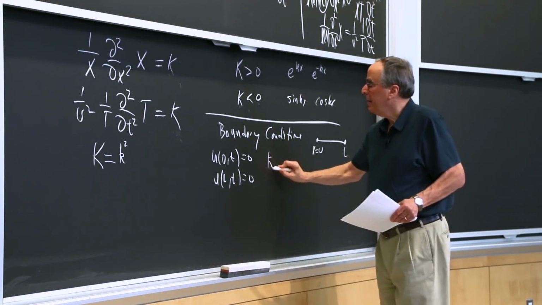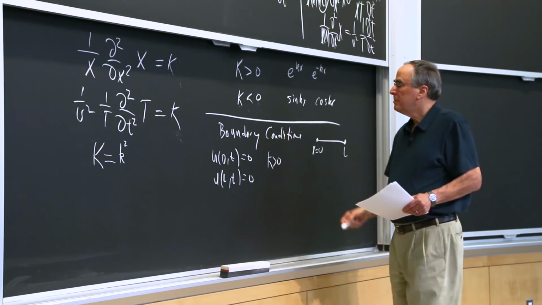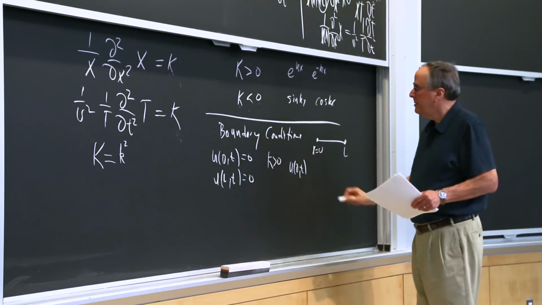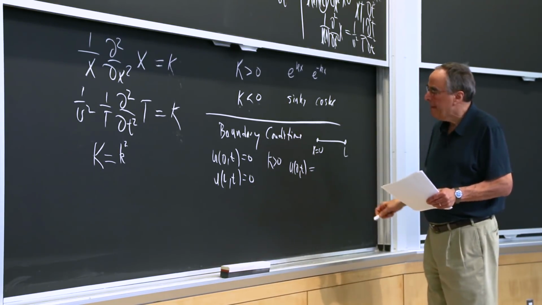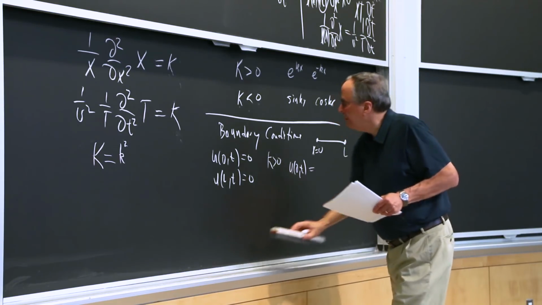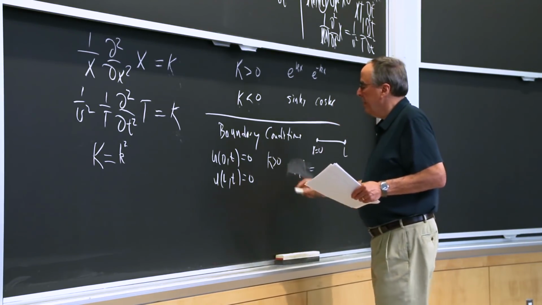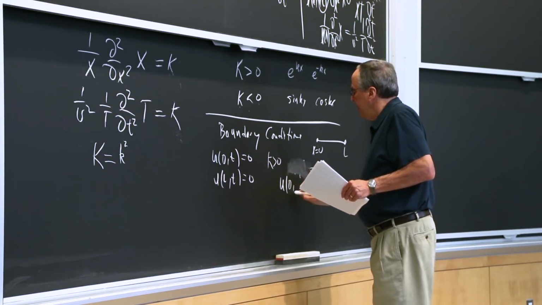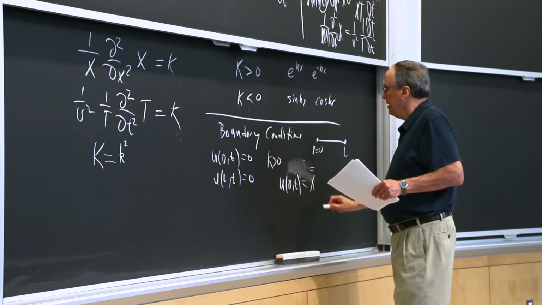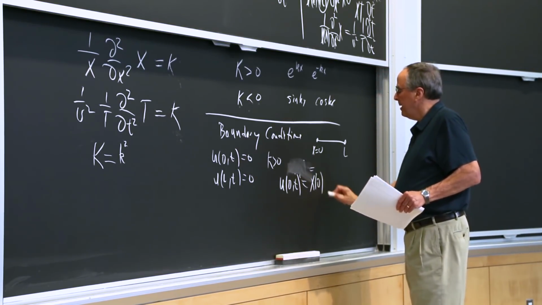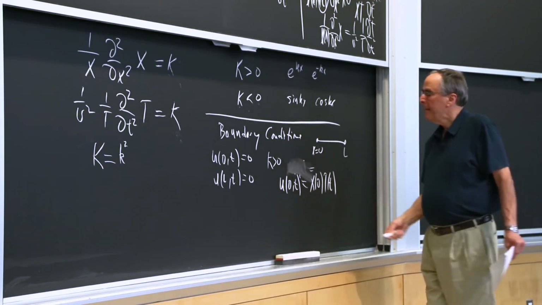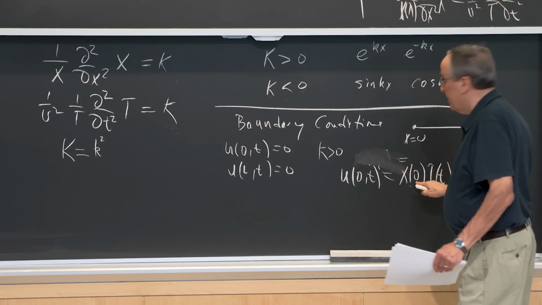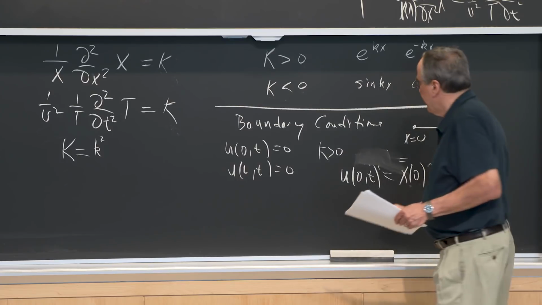So if we take the k greater than 0 case, u of 0,t, we have x of 0 times t of t. Okay, we don't really care about this, but x of 0 has to be 0. I'm sorry.